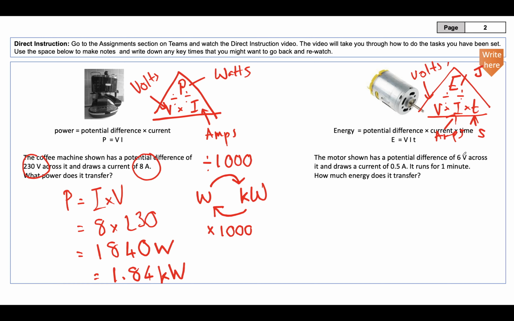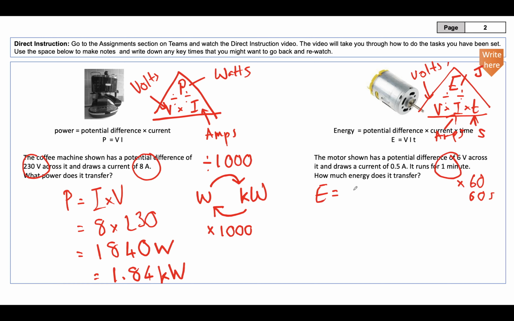So we have 6 volts, 0.5 amps, and all that. They're causing problems for us already. We need to convert from minutes to seconds. I'm just going to multiply that by 60. So 1 minute is just 60 seconds.